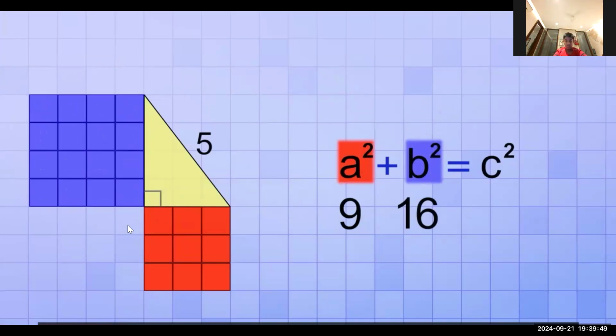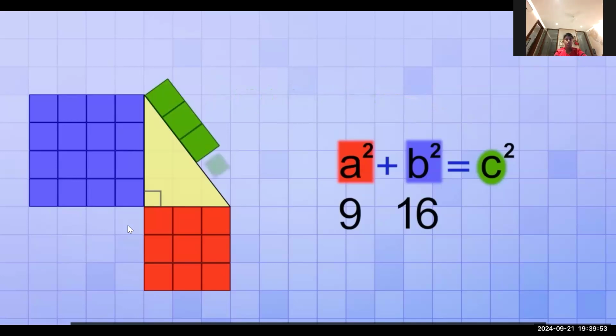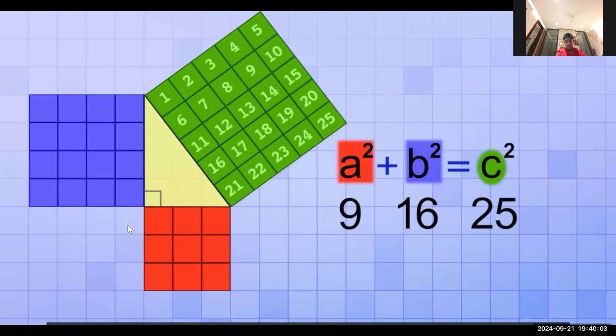And finally, let's deal with the hypotenuse, or side C, which is the longest side. It's 5 units long. Squaring 5 means multiplying 5 times 5, which is 25. And the geometric equivalent is a 5 by 5 square that has an area of 25 units. So this green area represents C squared in the Pythagorean theorem.